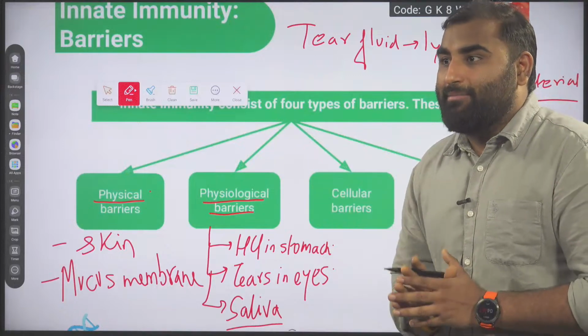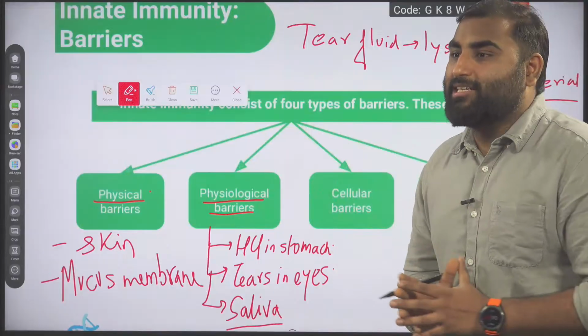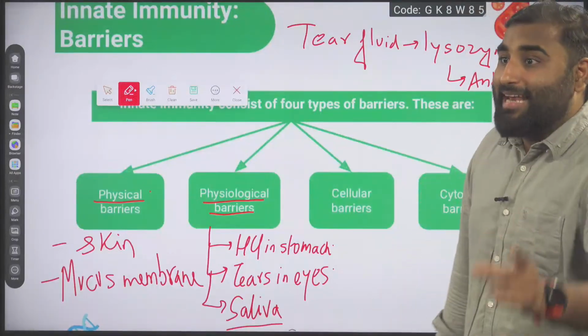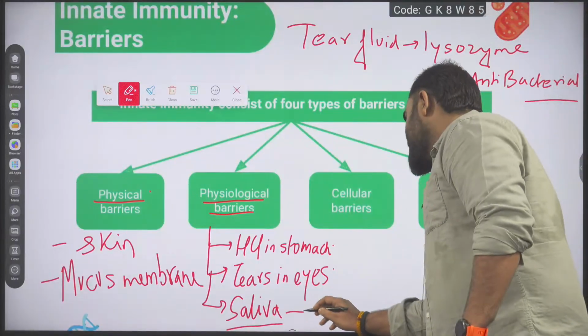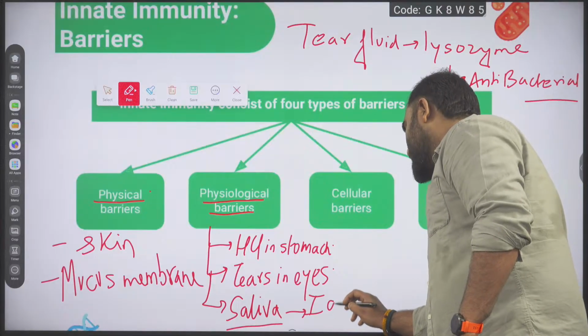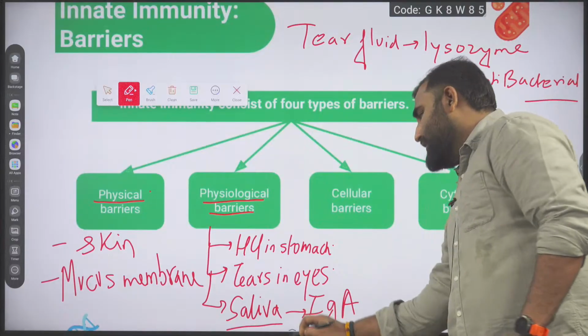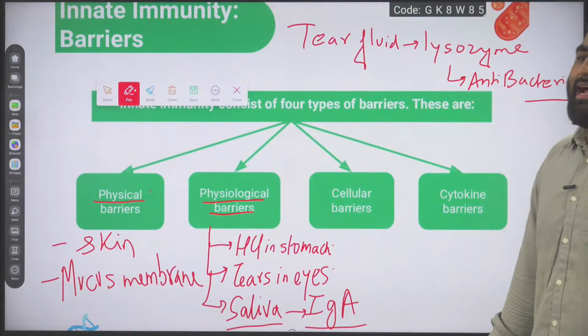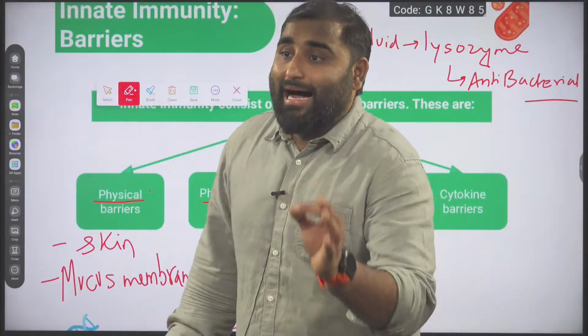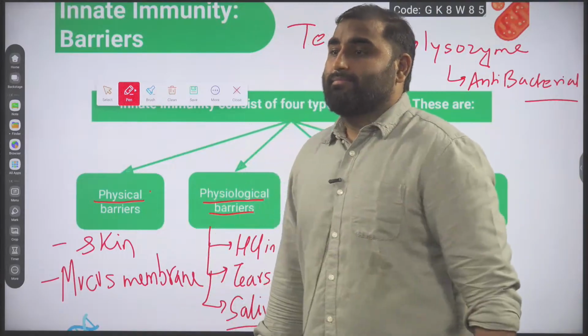Not due to salivary amylase. Salivary amylase is for digestion. Saliva contains a natural antibody. Which antibody am I talking about? I am talking about the IgA antibody. Okay?